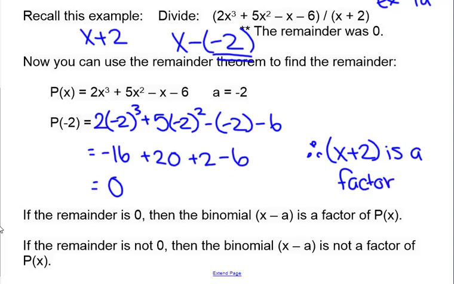If the remainder is not 0, then that binomial is not a factor of p of x. This is an idea that we may use in calculus, but we're going to use it now too.